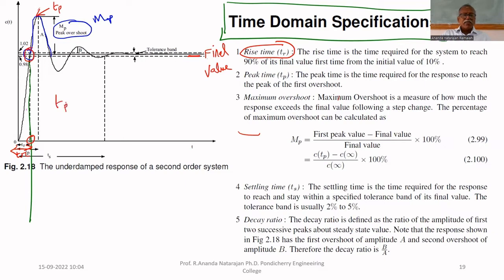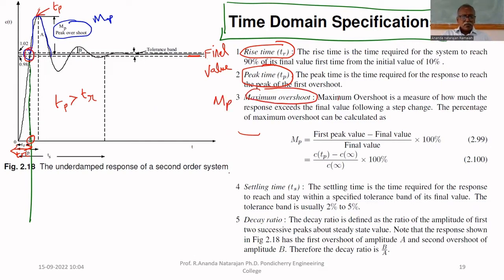Always TP is greater than TR, because only after reaching TR can it reach TP. Therefore, TP is greater than TR. TP is the peak time at which the maximum value will occur. The maximum amplitude will occur at TP. Maximum overshoot is MP.